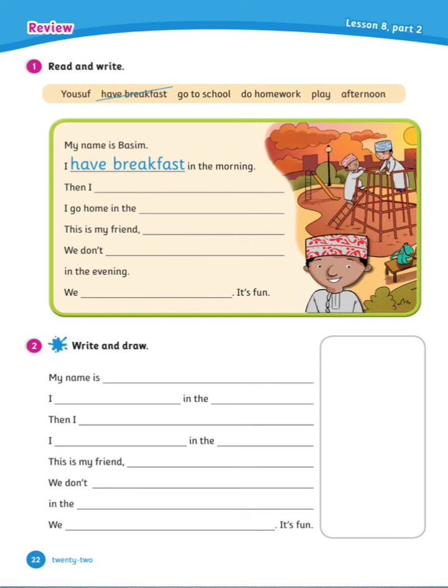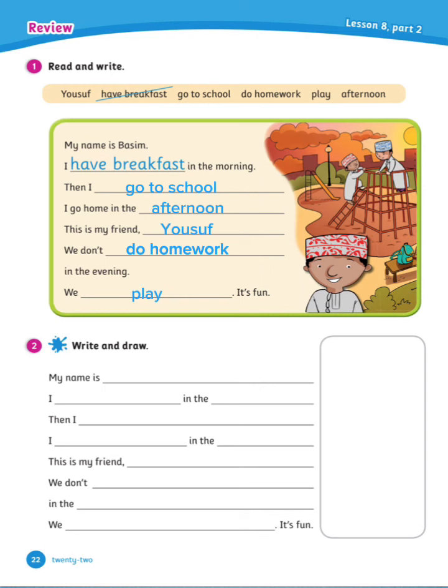Exercise number 1. Read and write. Fill in the blank with the correct word from the box above. My name is Basim. I have breakfast in the morning. Then, I go to school. I go home in the afternoon. This is my friend Yusuf. We don't do homework in the evening. We play. It's fun.